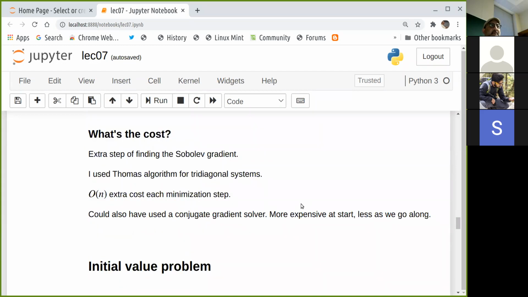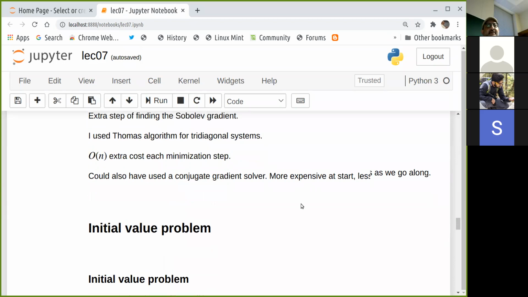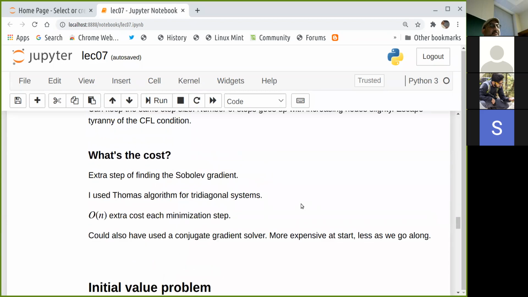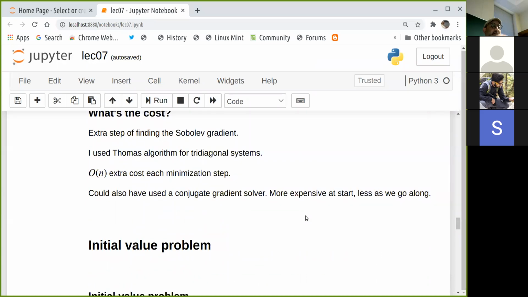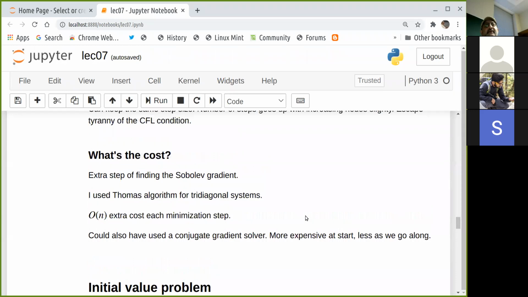Okay. So there's an order n extra cost at each minimization step if you use the Thomas algorithm. Now, we could also use a conjugate gradient solver if we wanted. That would be more expensive at first, but less as we go along. So the cost would go down compared to what we've done. Are there any questions at this point?